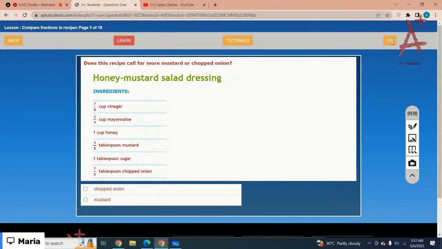Okay, does this recipe call for more mustard or chopped onion? Which is the correct option?